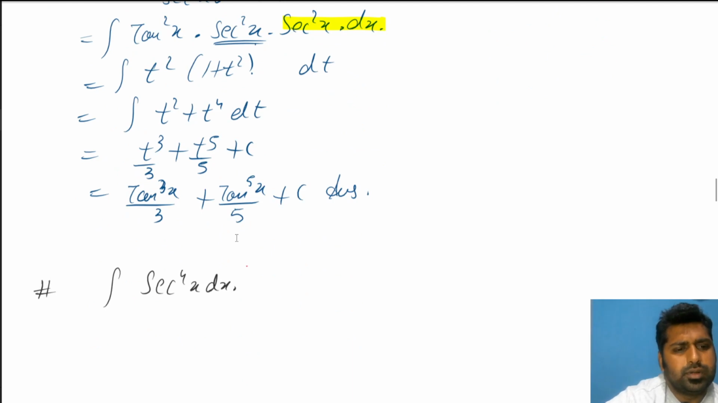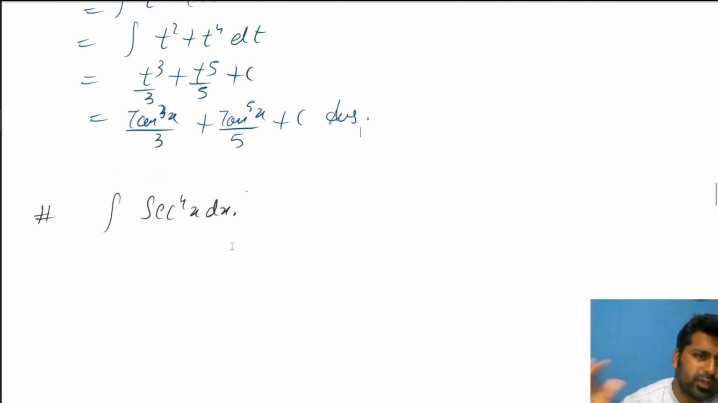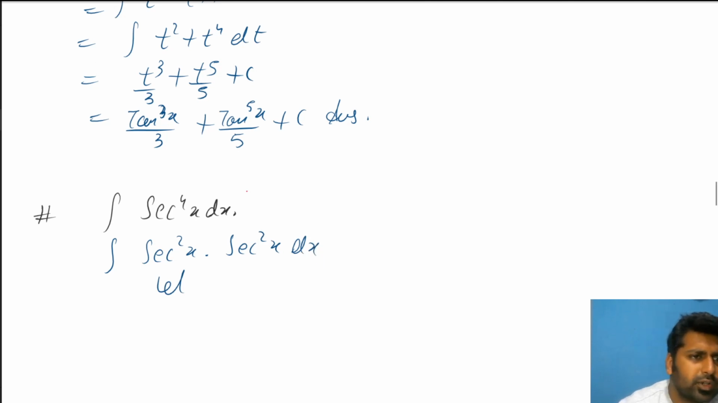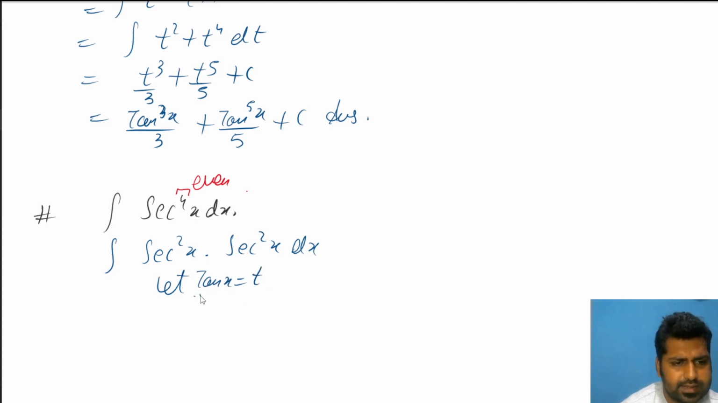Let's look at another variation. This time only sec power 4 is given. There is no tan present as such. So still I am going to use the same idea. First I am going to write this as sec square x into sec square x, and then dx. Why am I going to do this? Because I learned that for even power of sec and cosec I have to put tan x as t. So that's why I need sec square x separately. So let tan x equal to t, sec square x dx is dt, differentiating it.